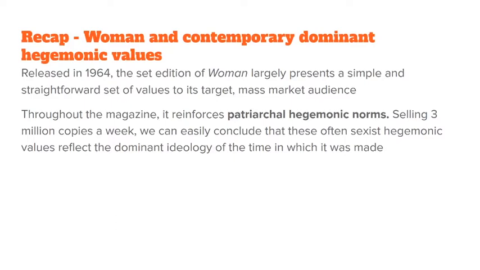Let's just recap. Woman and contemporary dominant hegemonic values. Now, contemporary means at the time it was made. Okay, so what was going on at the time it was made? And dominant hegemonic values refers to the values and ideological perspectives which were common in society at the time. For example, there are things that this magazine says quite blatantly that you would not be able to get away with today. But in 1964, it was completely de rigueur. It was completely normal. So this edition was released in 1964.